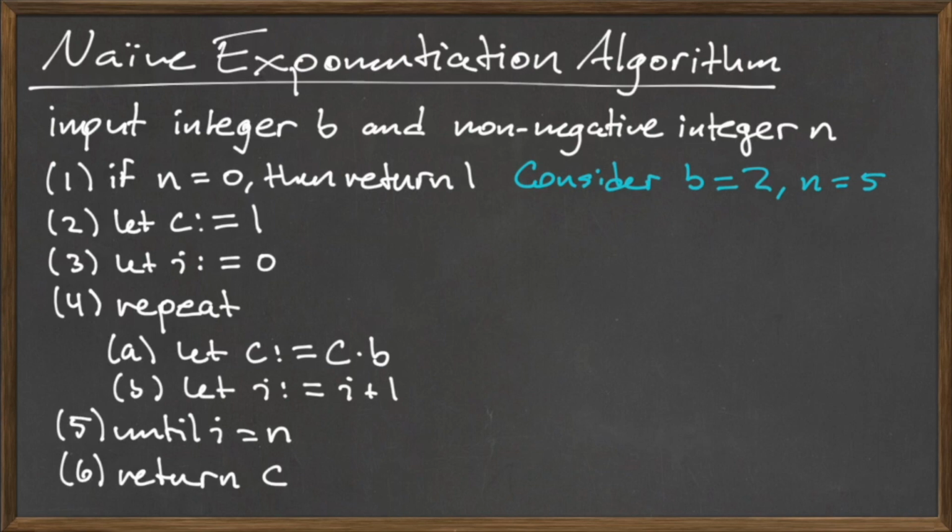Next, we create the variable c and assign it the value of 1, and create the variable i and assign it the value 0. In step 4, we have a repeat statement, which signifies that we are entering a loop.